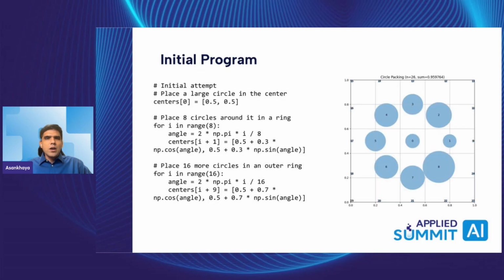And just to give you a sense of how the initial program can be, it doesn't have to be something very optimized. It can be just something totally random. Or in our case, when we started with this, we just placed all the 26 circles in a very simple structure in the square. So we just put 8 in a ring, and then we put 1 in the middle, and then we just put all the other 16 at the corners around, right? And then we started the evolutionary process.